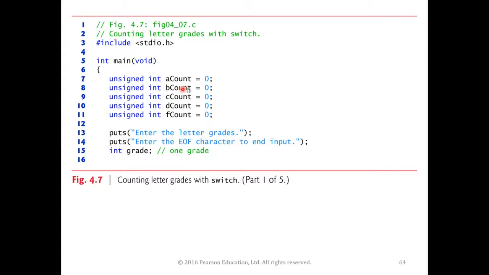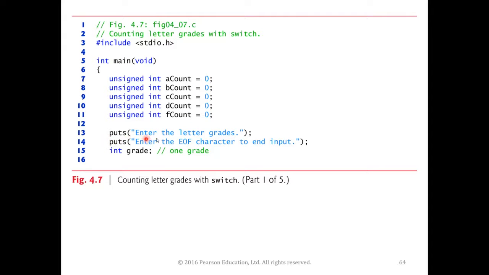So it is going to count how many times you enter the A grade, how many times you enter B, how many times you enter C, D, and F. So every time you enter one grade, every time you enter A, it will increment A count by one.